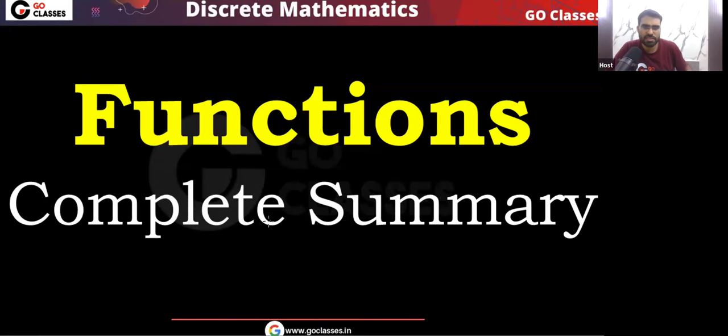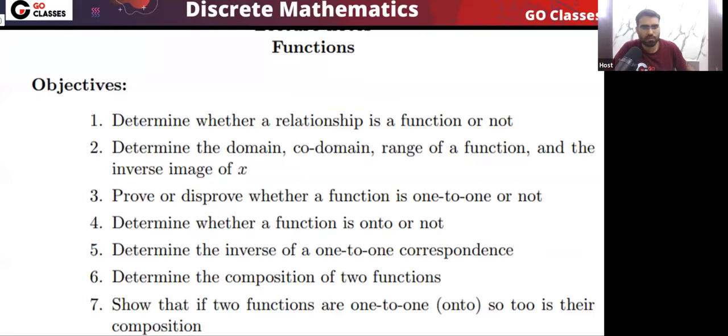In this lecture, we will see the complete summary of functions. This topic, functions, is in discrete mathematics. Let's start. In this session, we will see the definition of function. When can we say that a relationship is a function or not? We will see the terminology related to functions like domain, codomain, range of a function, the image and inverse image. We will see the types of functions like one-to-one, onto, bijective. Also, we will see some function operations like composition of two functions and also the inverse of a function. So this is our agenda for this session.